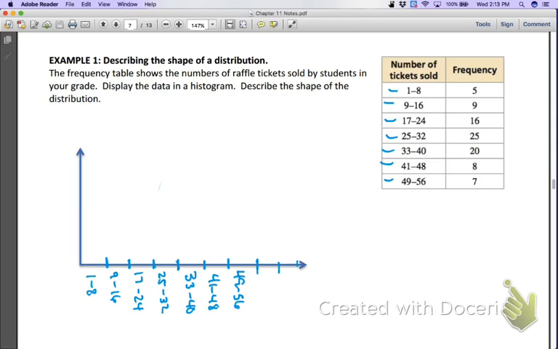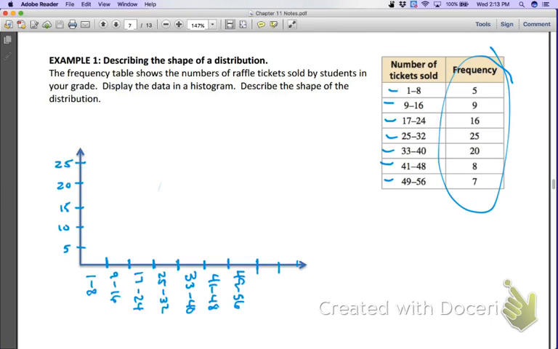So if here are my intervals, now what's the highest frequency that I have over here? 25. Since it's pretty short on the left side, what would you count by? 5? It's probably not a bad number. So if I go 5, 10, 15, 20, 25.